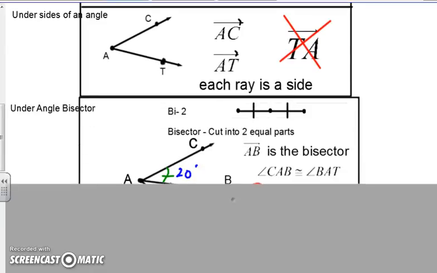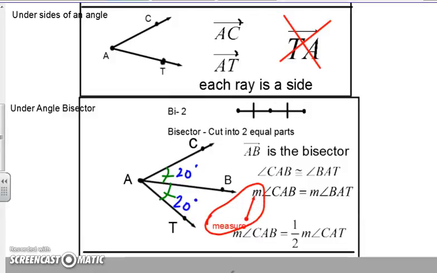All right, so now underneath the next tab is a big one. It's under angle bisector. Somebody tell me, what does the word bi mean? Two. Very good. So an angle bisector cuts an angle into two equal parts, much like a midpoint cuts a segment into two equal parts. Right? Isn't that what we just talked about?